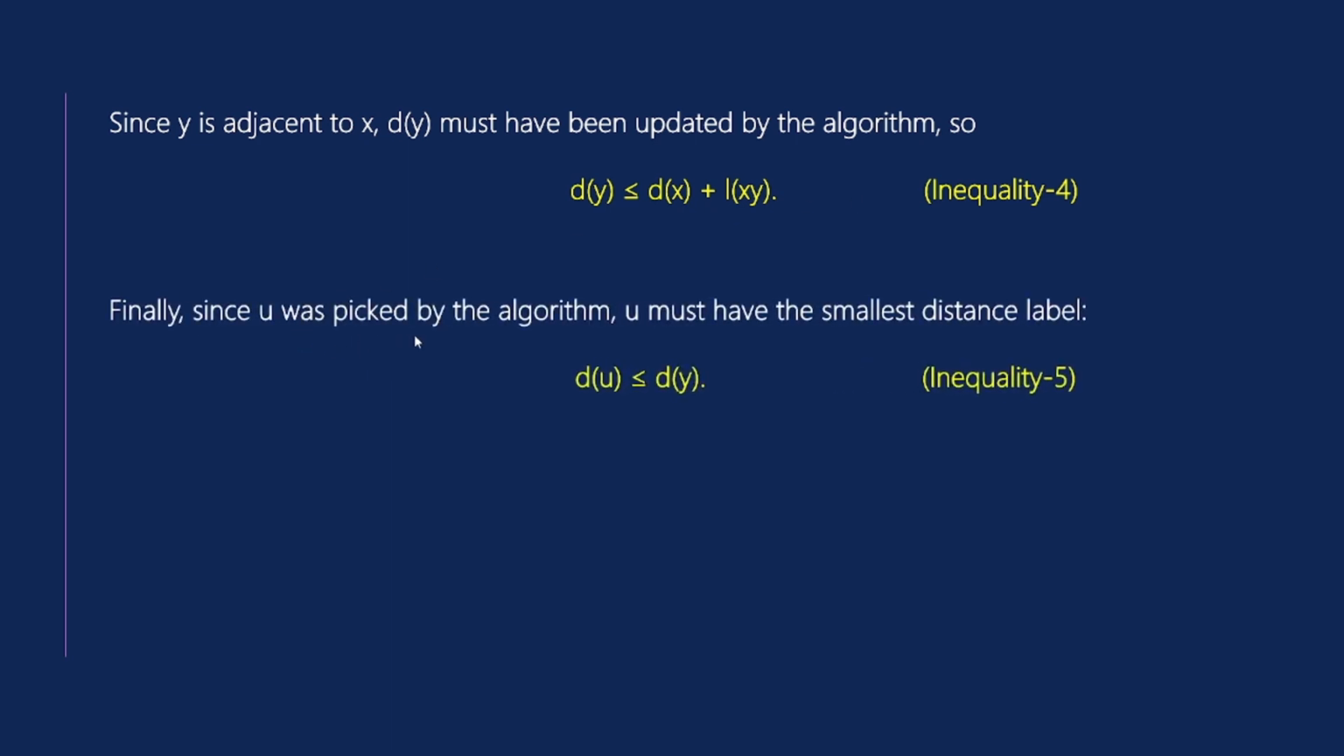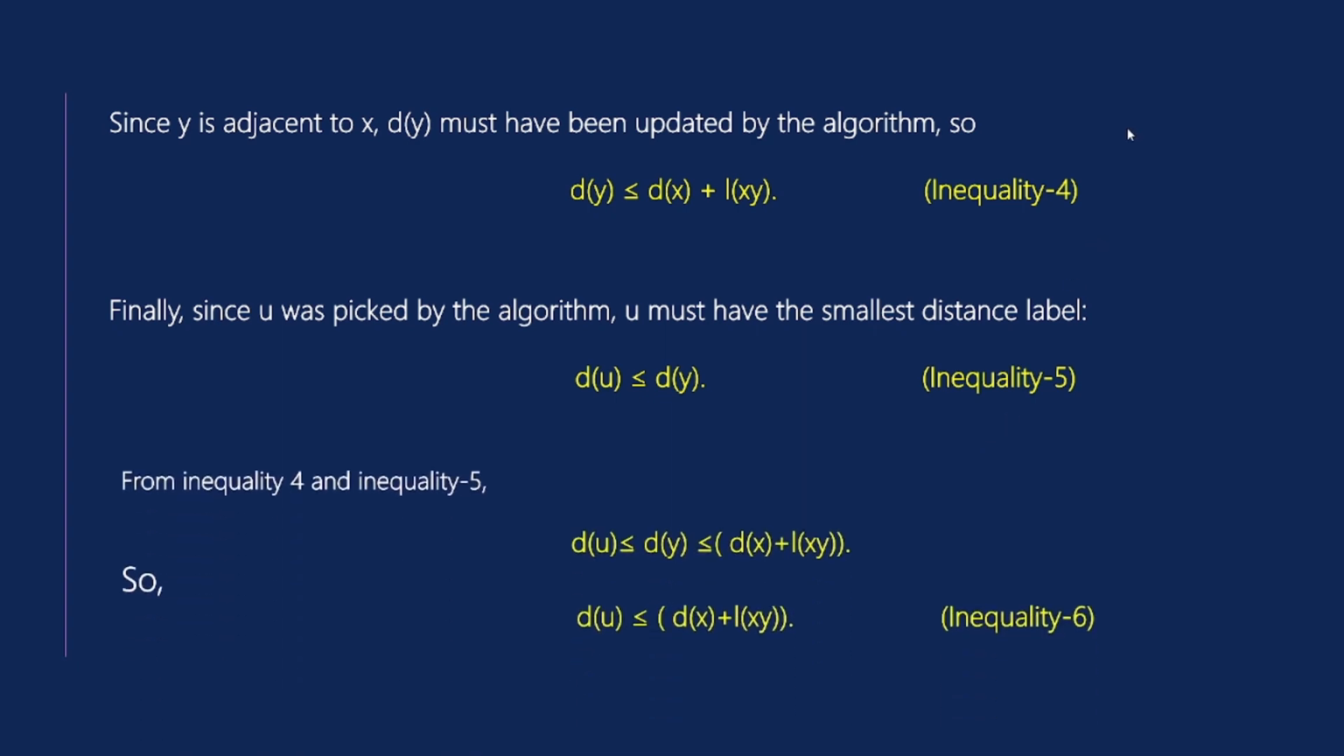Finally, since U was picked by the algorithm, by the pseudocode it must have the smallest distance label. So d of u is less than or equal to d of y. This is our inequality 5. Combining inequalities 4 and 5, we find that d of u is less than or equal to d of y, which is less than or equal to d of x plus L of xy. So d of u is less than or equal to d of x plus the length of xy. This is our inequality number 6.